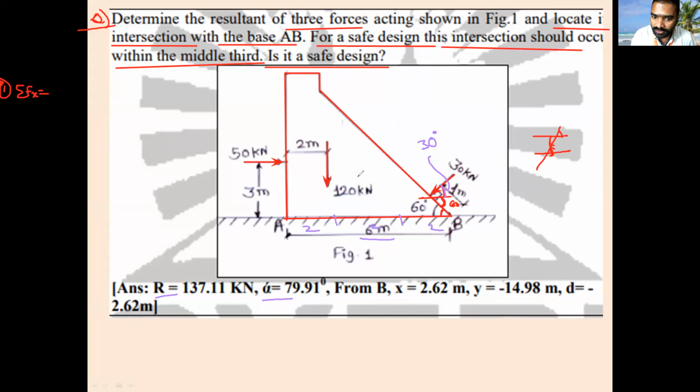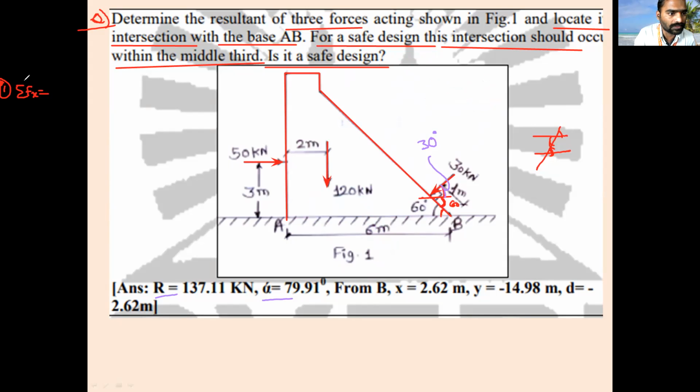Whatever your resultant is, if it passes through this point, you can tell the dam is safe. If the resultant does not pass through this point, and it passes here or here, then you can tell it is not safe, depending on the location. That we will see later. First, determine sigma Fx, sigma Fy. Are you getting what is asked in the problem? You have to determine its location, whether it is safe or not. So start writing.